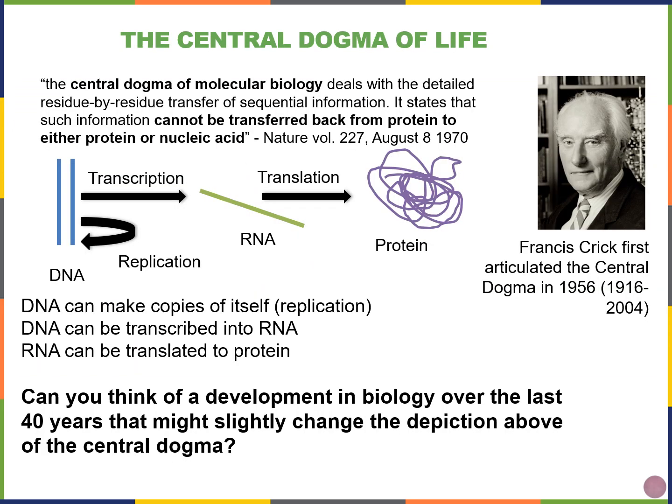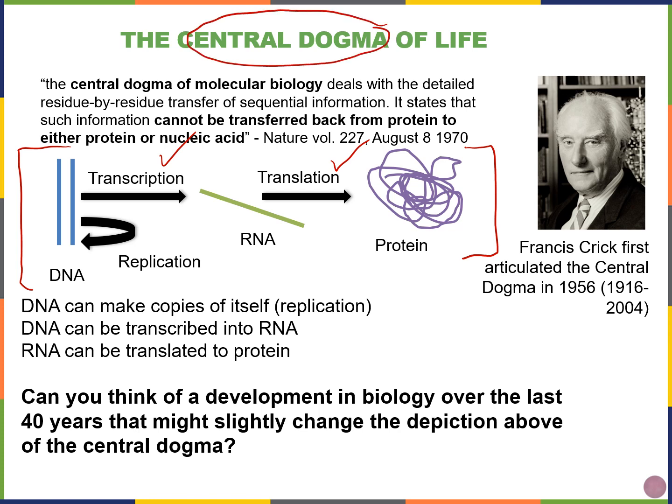Looking at DNA and RNA, and we briefly talked about how these are involved in protein synthesis, this picture shown here, the process of going from DNA to RNA through transcription and going from RNA to protein through translation, is known as the central dogma of molecular biology, or sometimes the central dogma of life. DNA can make copies of itself as well through a process of replication.